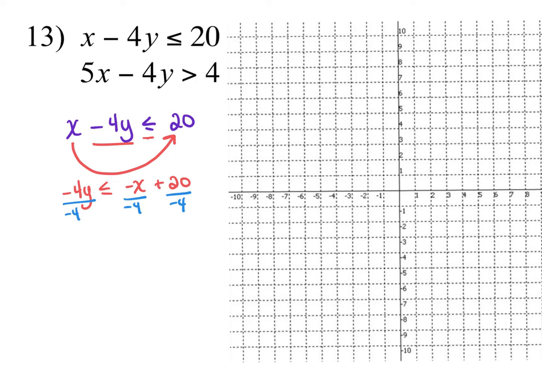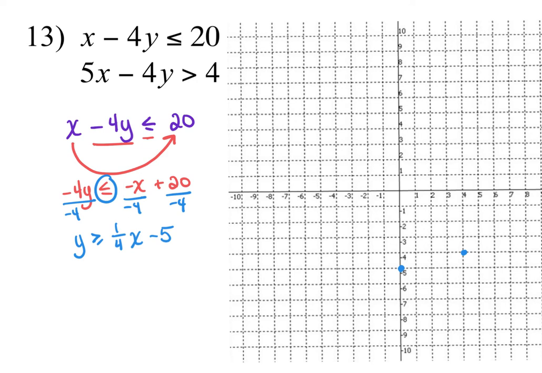My y is just a positive y. Because I divided by a negative, I need to flip that inequality. So now this is greater than or equal to. The x is negative 1 over negative 4, which is positive 1 over 4 times x. Positive 20 over negative 4 is negative 5. So now I have it in slope intercept form and I can graph. Just like the other one, I'm going to start at my negative 5 on the y. Positive 1/4, up 1 over 4.